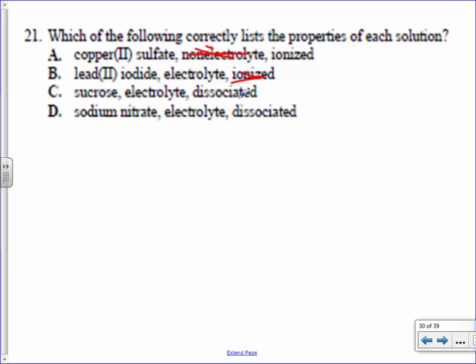We just talked about this one two questions ago. Sucrose, sugar. Sugar is a covalent compound. Covalent compounds do not conduct electricity. So that's out. So this is the only one left that fits. Let's test it. Sodium nitrate. That's ionic. Ionic things do conduct electricity, and ionic things dissociate.